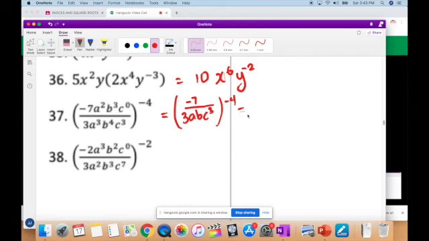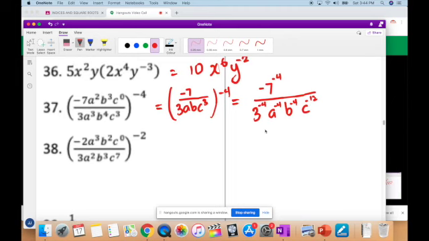Yeah, Shizzy, you okay? Yes. So now if I multiply the negative 4, I'll have negative 7 to the power of negative 4 all over 3 to the power of negative 4, a to the negative 4, b to the negative 4, and then c to the negative 4 times 3, which is 12. So a lot of negatives. Did you all get something like this? No. Scotia, how about you? No.